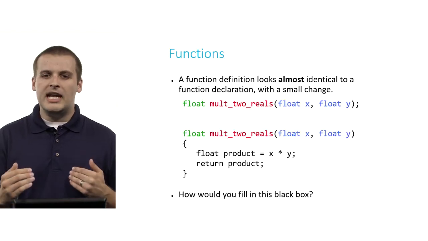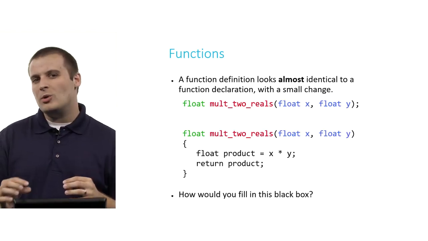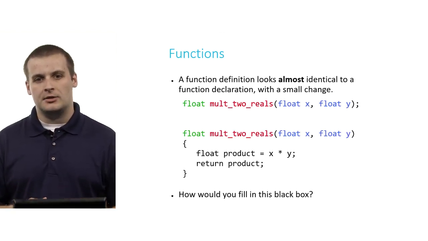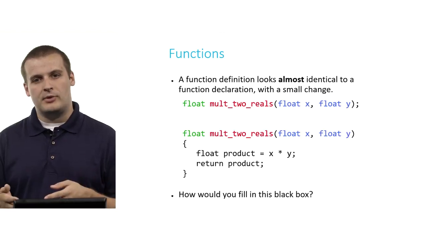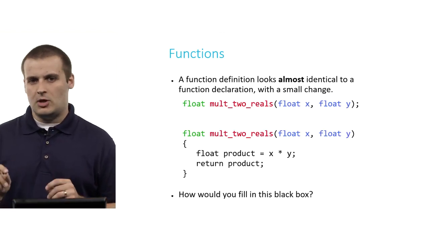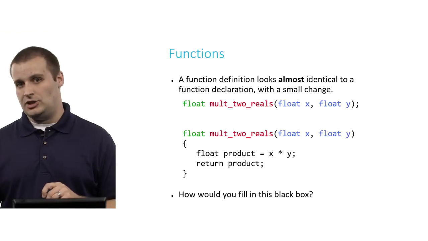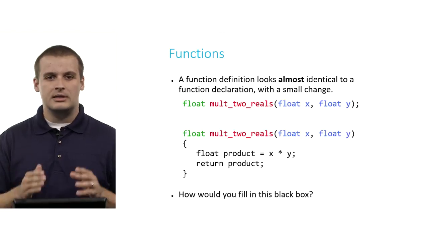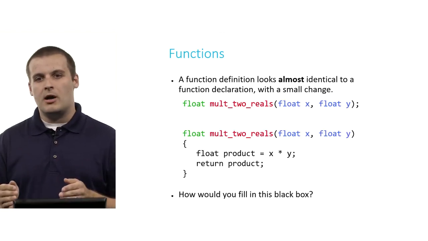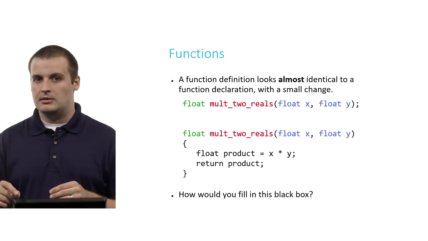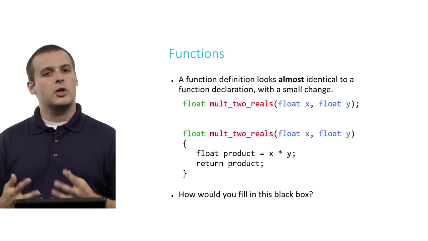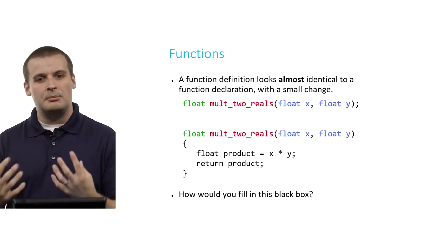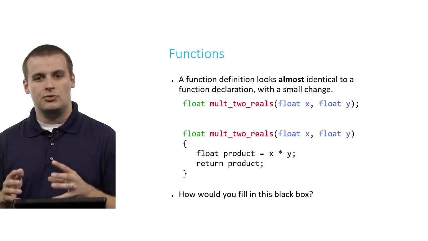Now, the beginning of a function definition looks almost exactly the same as a function declaration. And I have both of them here. At the top is the function declaration. Type, name, comma-separated argument list, semicolon. The semicolon indicates that that is a function declaration. The beginning of the function definition looks almost exactly the same. Type, name, comma-separated argument list, no semicolon, open curly brace. The open curly brace, just as we've been doing with main, means that we are now beginning to define what happens inside the black box that we have decided to call mult2reals.